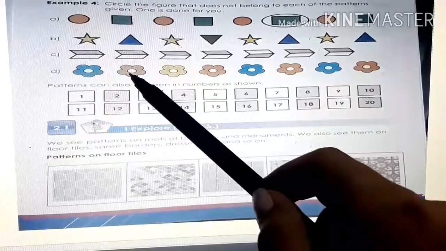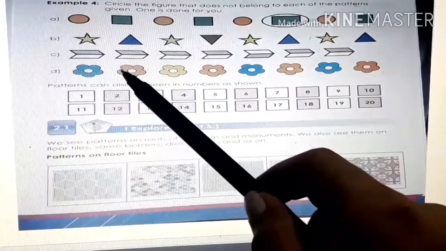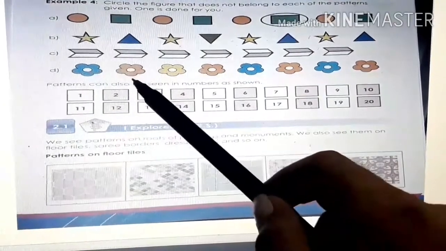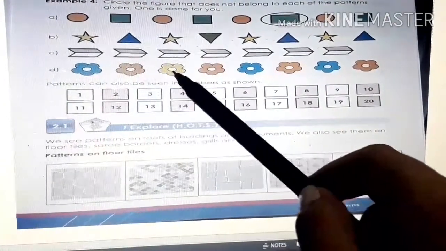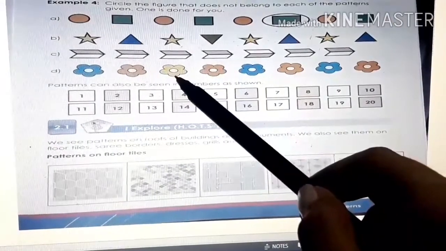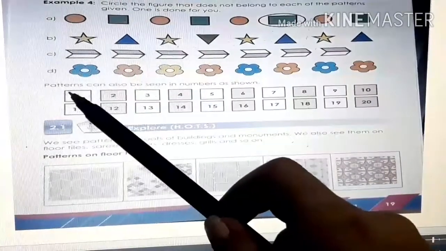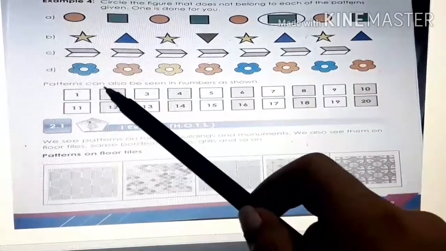Then you see the fourth one. What pattern is being followed here? Flowers but of different colors. So which two colors are followed here? Blue color and brown color. So which one is the odd one here? This yellow. So circle the yellow. Done. Okay.